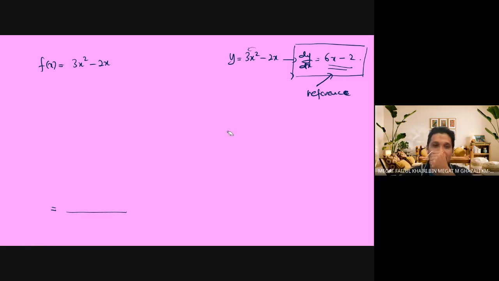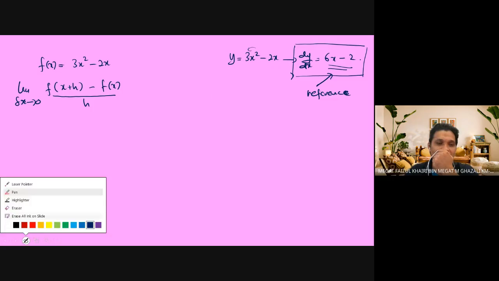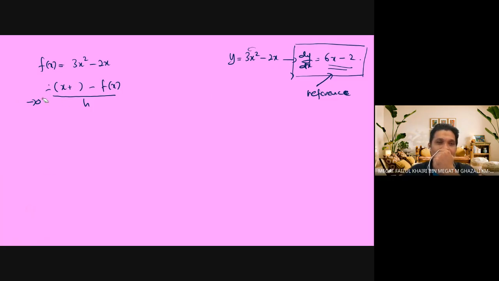Okay, so now, because your SPM level, they use delta x. Okay, never mind. We use delta x too. It's okay. Limit of delta x approaching to 0 of the function, f(x+h) minus f(x) divided by h. Okay, sorry, delta x, not h.